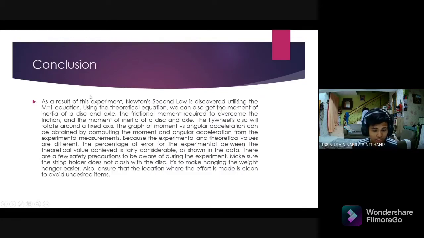Okay, for the conclusion of the experiment, it is based on Newton's second law, discovered utilizing the M equal to I alpha equation. Using the theoretical equations, we can also get the moment of inertia of this axle, the frictional moment required to overcome the friction, and also the moment of inertia of this axle. The flywheel disc will rotate around the fixed axis. The graph of moment versus angular acceleration can be obtained by computing the moment and angular acceleration from the experimental measurement. Because the experimental and theoretical values are different, the percentage of error between the experiment and the theoretical value achieved is very considerable, as shown in the data.